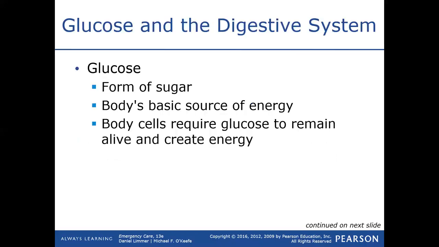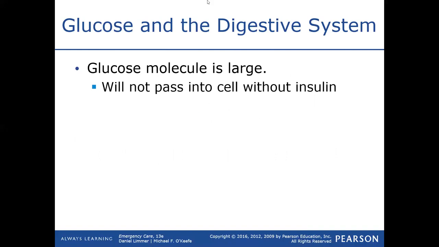All right, on to diabetes. Glucose. So glucose is a form of sugar. It's the body's basic source of energy. Body cells require glucose to remain alive and create energy. Okay, so we need some type of sugar in our system for the body to function properly.